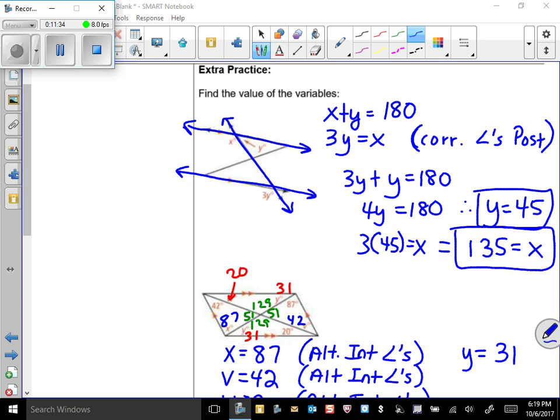You can see that in the first one, I highlighted my lines and my transversals so I could see what angle pairs I'm dealing with. And I can see that this angle here and this one are corresponding angles. So I set their measures equal to each other. Right there, 3y equals x because of the corresponding angles postulate. And I can see here that these are parallel. That's how I know that. Okay, and then these two are a linear pair, so I know that the sum of their measures is 180. So I've got a system of equations. I used substitution. I plugged 3y in for x right there, which led me to this, and then that's how I got my solutions of y is 45 and x is 135.